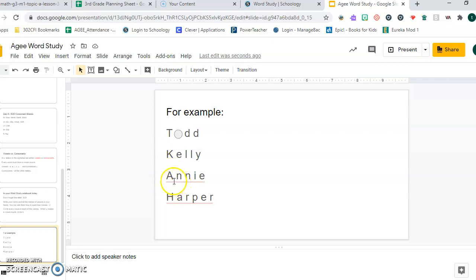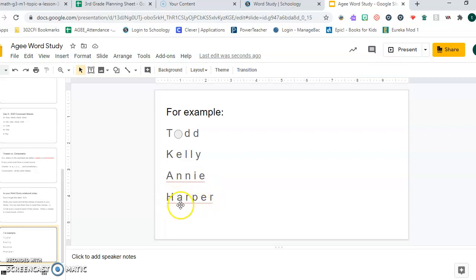And here we've got Annie, so short A, and so I would circle the A. I would leave the Ns alone because they're consonants, and then the I and the E work together to make that E sound. So I would circle both the I and the E because they are vowels.